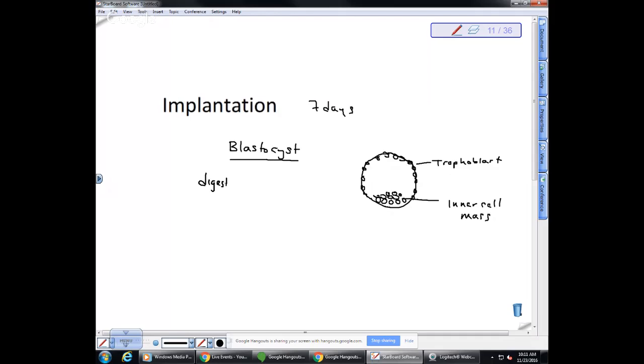So this would be the blastocyst digesting its way into the endometrium of the uterus. And then it is covered over by the endometrium.